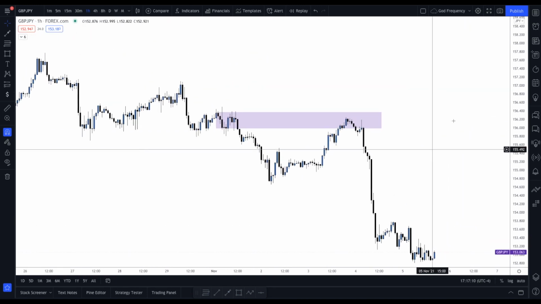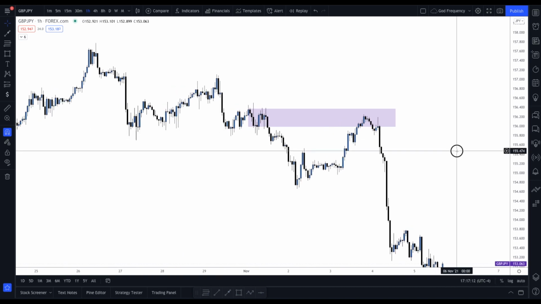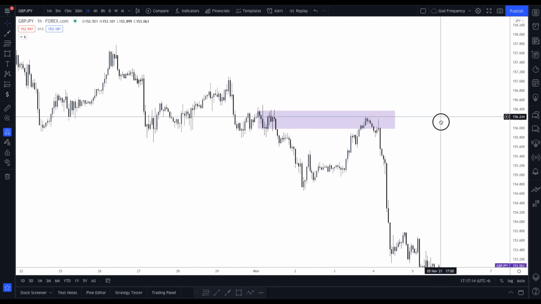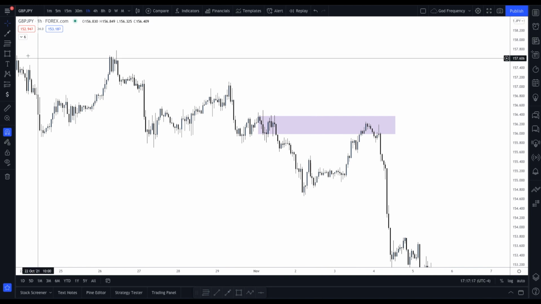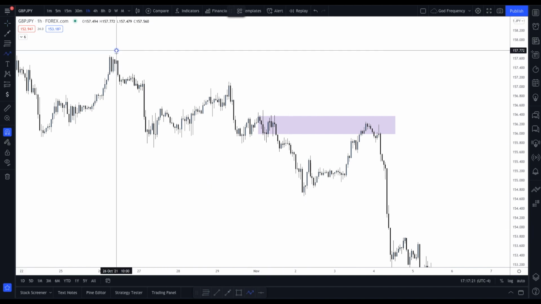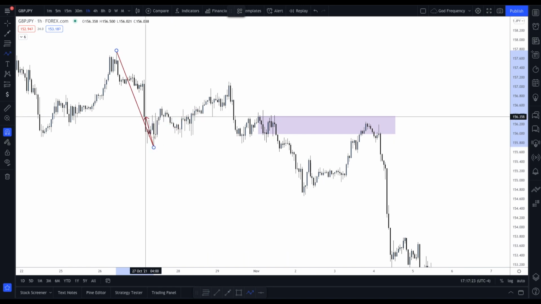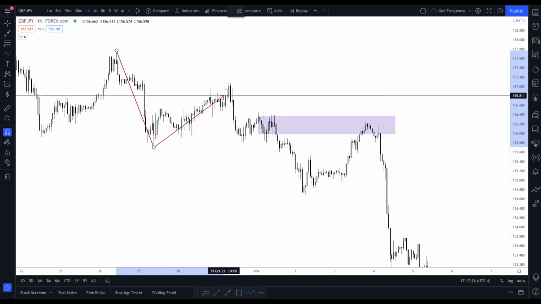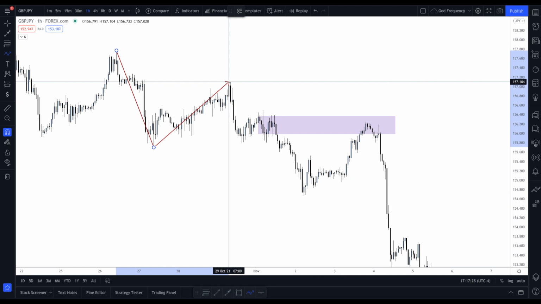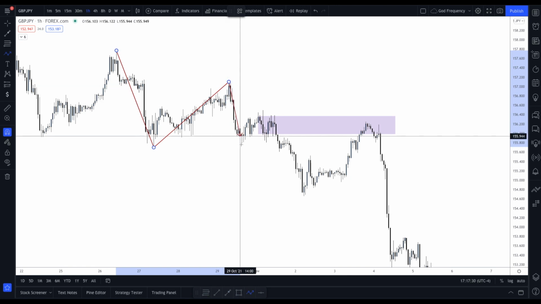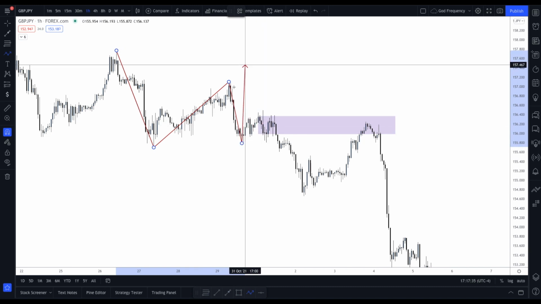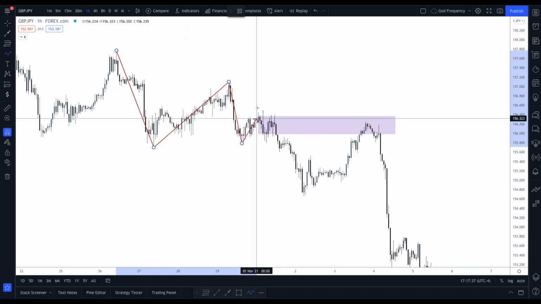Okay, and what you want to do is get that pullback confirmation. What you can see is that we have bearish momentum, right? We have a low printed, then we have a lower high printed. This doesn't quite make a lower low, but it still is not breaking these previous highs. So we're still printing lower highs.